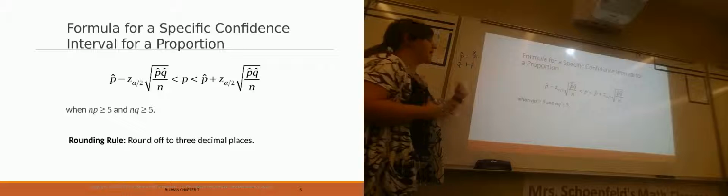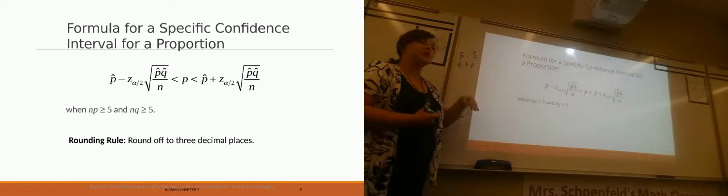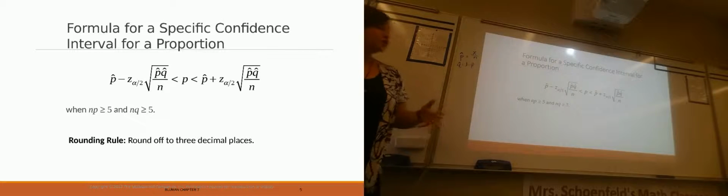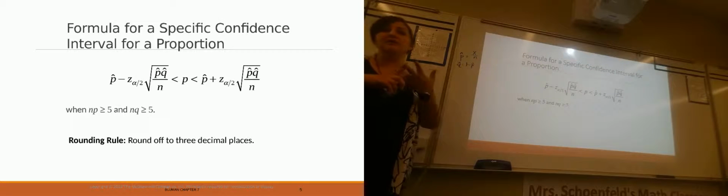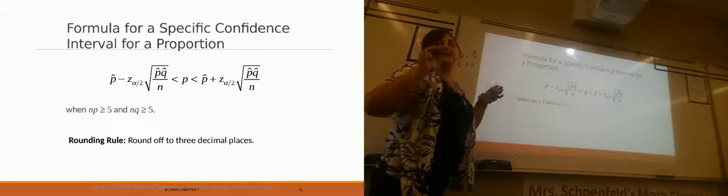Okay, so we have this formula. The main condition is that NP has to be greater than 5 and NQ has to be greater than 5. So the first thing you're going to do is find your sample size, find your P, find your Q, multiply them, and just check real fast: are they greater than 5?